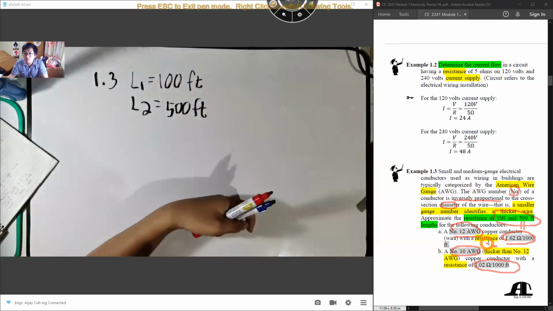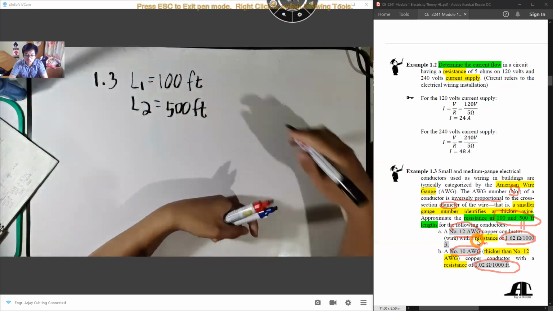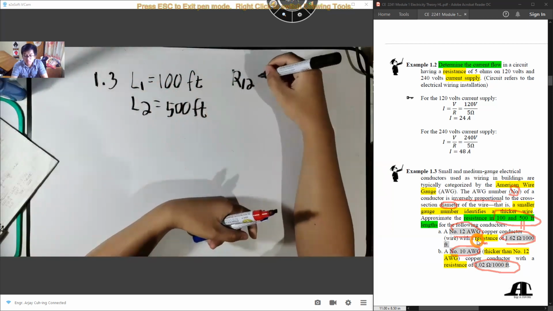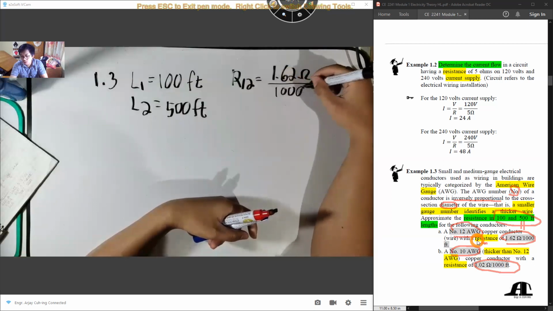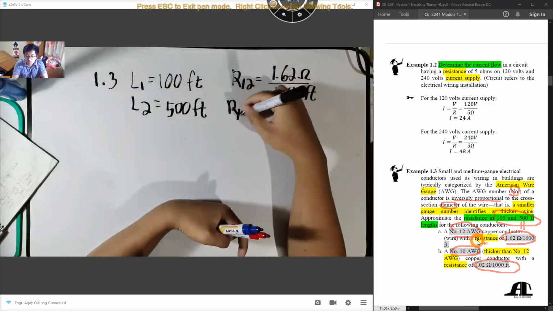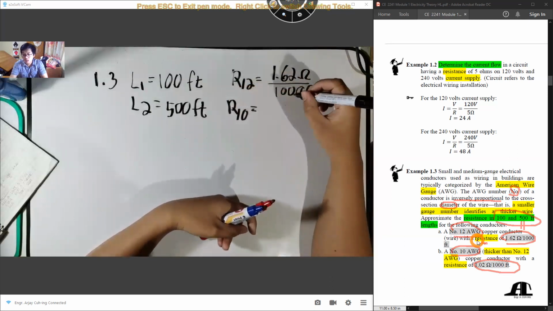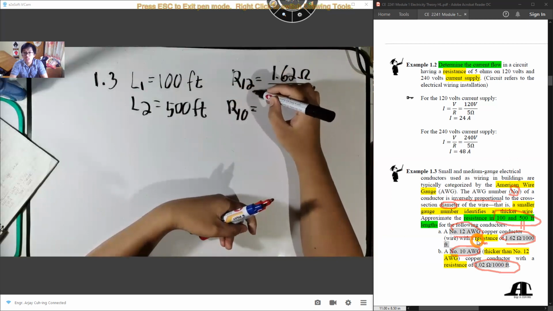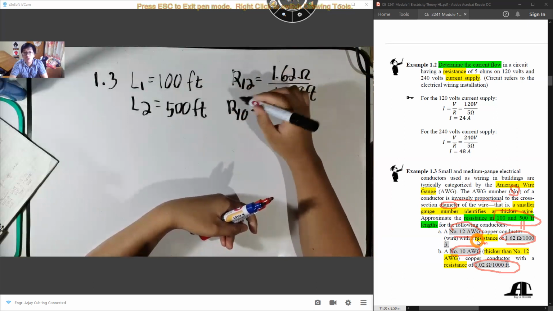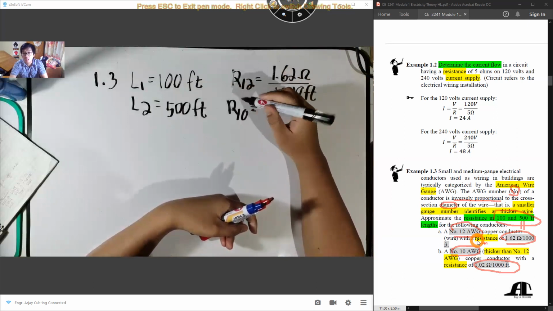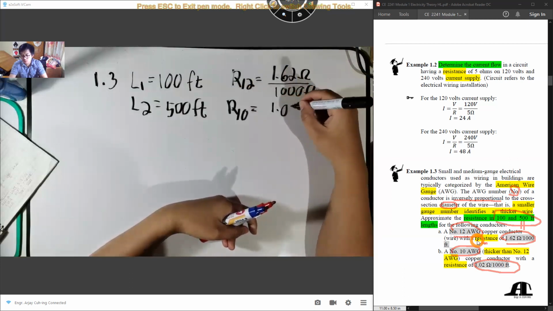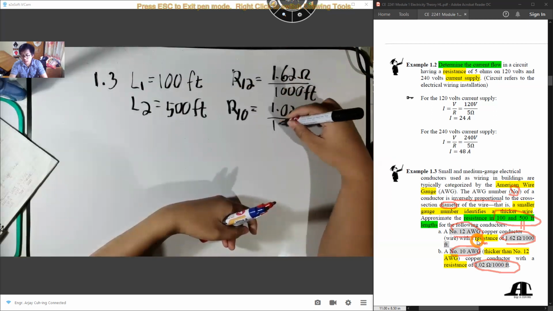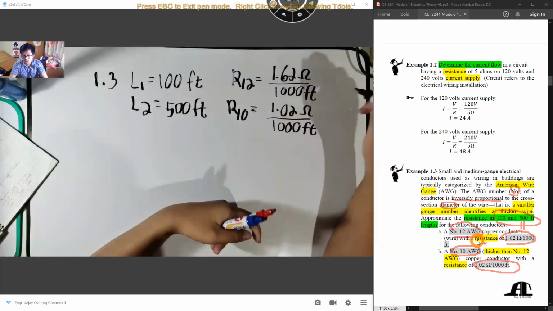So, the next given is the resistance. For the number 12 wire, we have R12, which is 1.62 ohms per 1,000 feet. Okay? Then the resistance of the number 10 wire. Again, gauge is inversely proportional: the bigger the number, the smaller the diameter. So number 10 is thicker, it has a larger diameter. The resistance of the number 10 wire is 1.02 ohms per 1,000 feet. Okay?